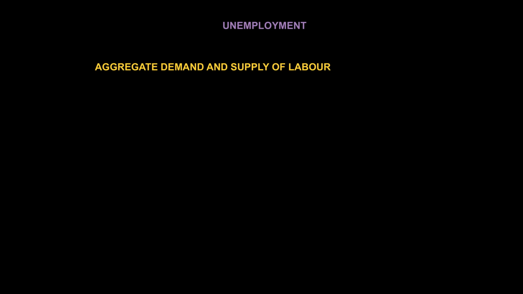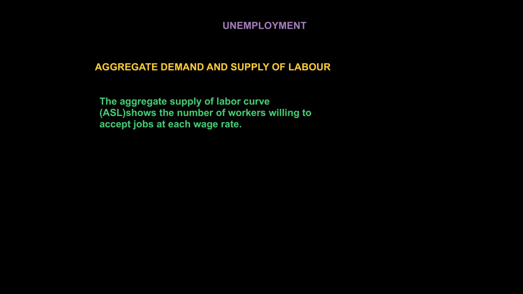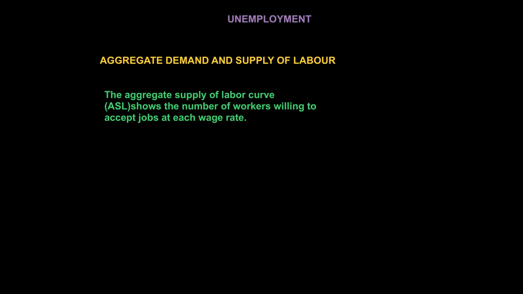When we look at aggregate supply of labor, that shows us the total number of people who are workers willing and able to accept a job at each wage rate. So when we draw our aggregate supply curve, it shows us the total supply in the economy of people who are willing and able to accept a job at each wage rate. While the aggregate demand curve is actually the total demand for workers by firms.